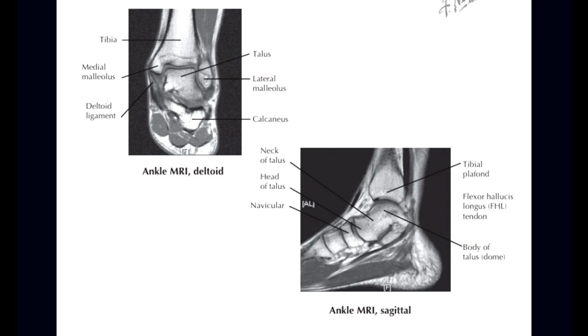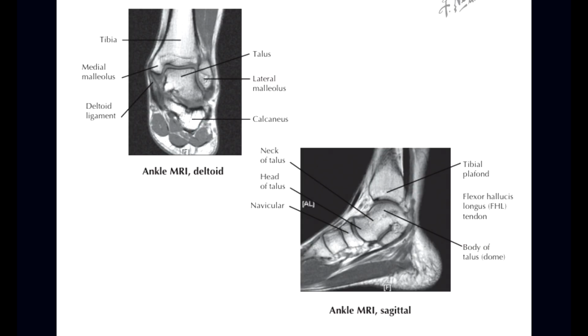In the sagittal MRI, we can clearly identify the tibial plafond superiorly, the head and neck of the talus, the navicular, and the flexor hallucis longus tendon coursing posteriorly. This tendon passes beneath the sustentaculum tali, a detail that is often tested in anatomy examinations. Clinically, MRI is indispensable in evaluating talar neck fractures, osteochondral lesions, and tendon pathologies.